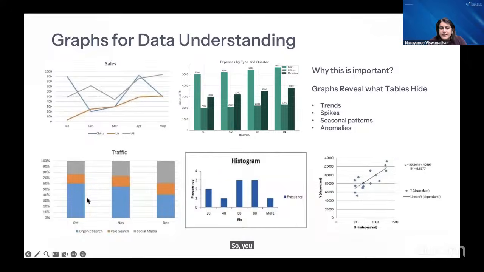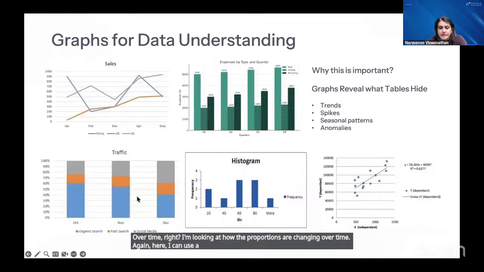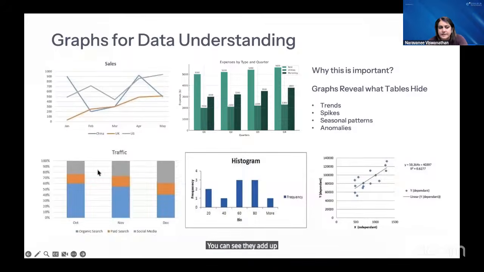So you can see here, right? Look at the organic search, paid search, social media. When I'm looking at components over time, right? I'm looking at how the proportions are changing over time. Again, here I can use a stacked column graph. You can see they add up to 100, right? So I'm trying to see the changing trends here, right? There also I can use a 100% stacked column graph. Making sense, everyone?